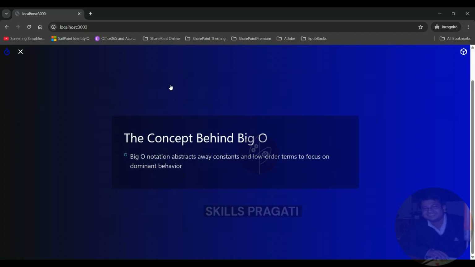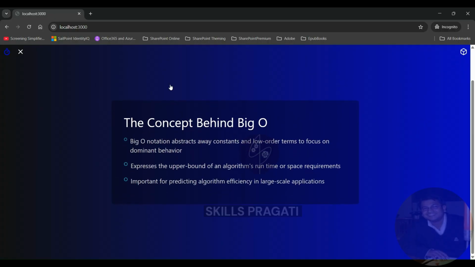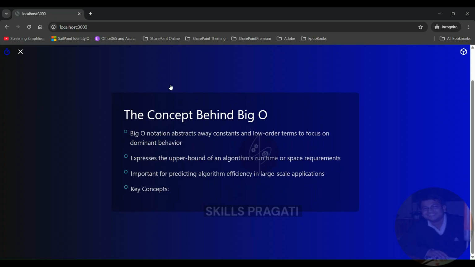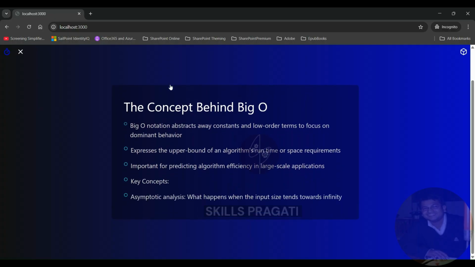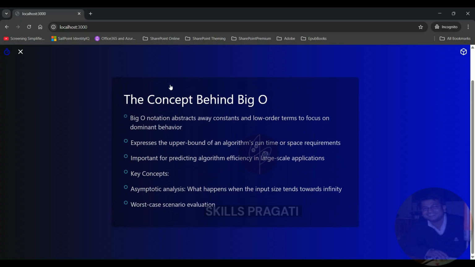Digging a little deeper, the essence of Big O Notation lies in its ability to abstract away constants and less significant terms. This abstraction lets us focus on the dominant behavior of an algorithm, essentially its upper bound in terms of runtime or space requirements. This approach is particularly useful when considering what happens as the input size tends towards infinity, a process known as asymptotic analysis. By evaluating the worst-case scenario, Big O Notation provides a reliable basis for comparing different algorithms, especially when scalability is a key concern.